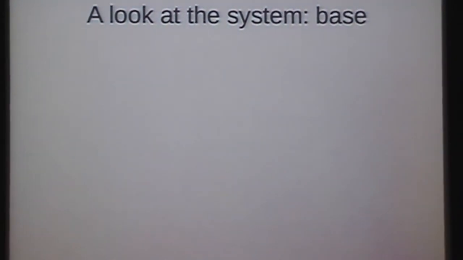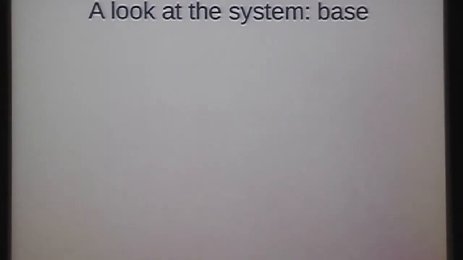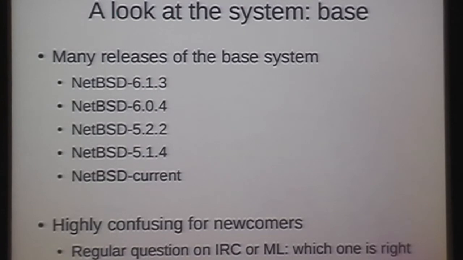When you look at the NetBSD operating system, at the base operating systems, which are the ISO files being delivered by the NetBSD Foundation, you see many base systems. On January the 17th of this year, it was what I call release day. The NetBSD project released four new releases of the operating system: NetBSD 6.1.3, 6.0.4, 5.2, and 5.1.4. These are what's called stable releases, which come in addition to NetBSD current, which is where development is going.